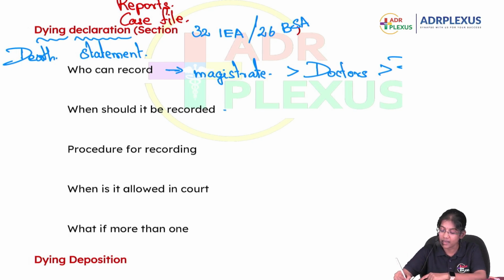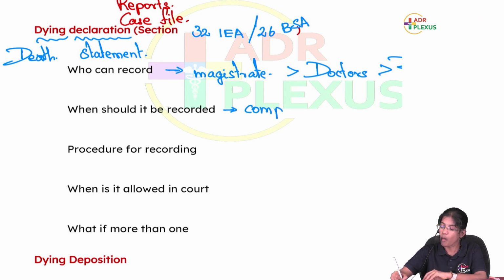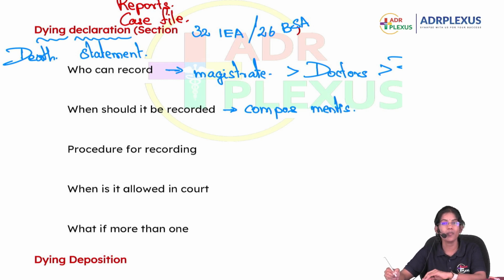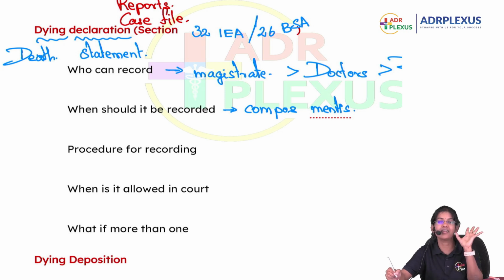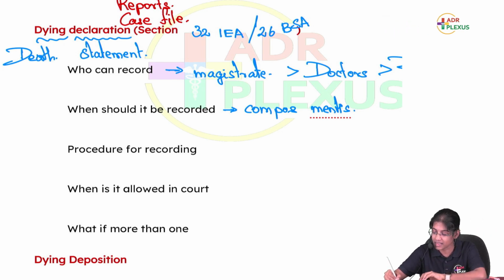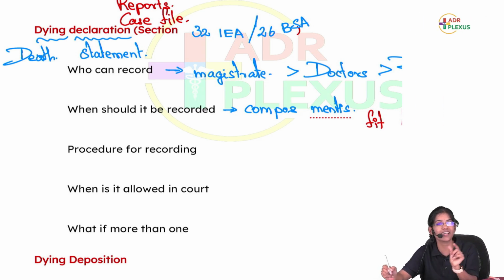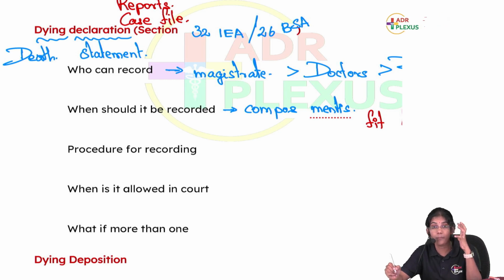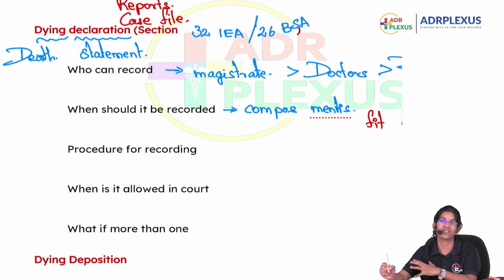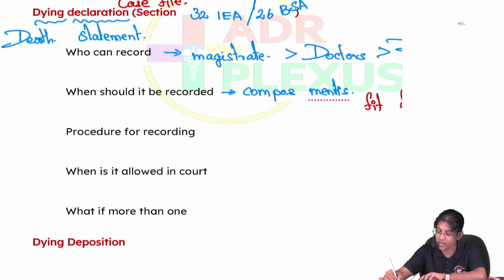When should it be recorded? It should be recorded when the person has compos mentis. Compos mentis, which means a clear memory, right? Which is nothing but when you write fit for statement, then you can record it. So compos mentis has come as an option. Compos mentis, a composed mental state of mind, right? Okay, what is the procedure for recording it?